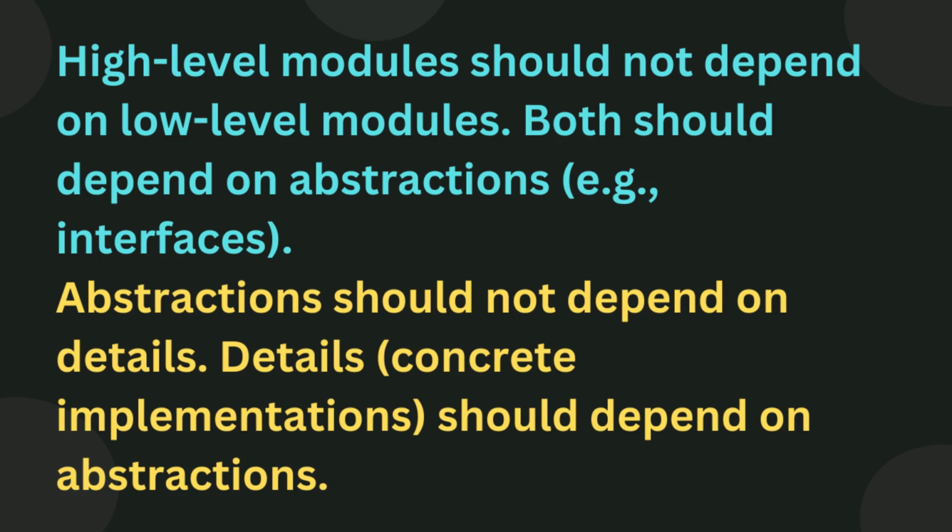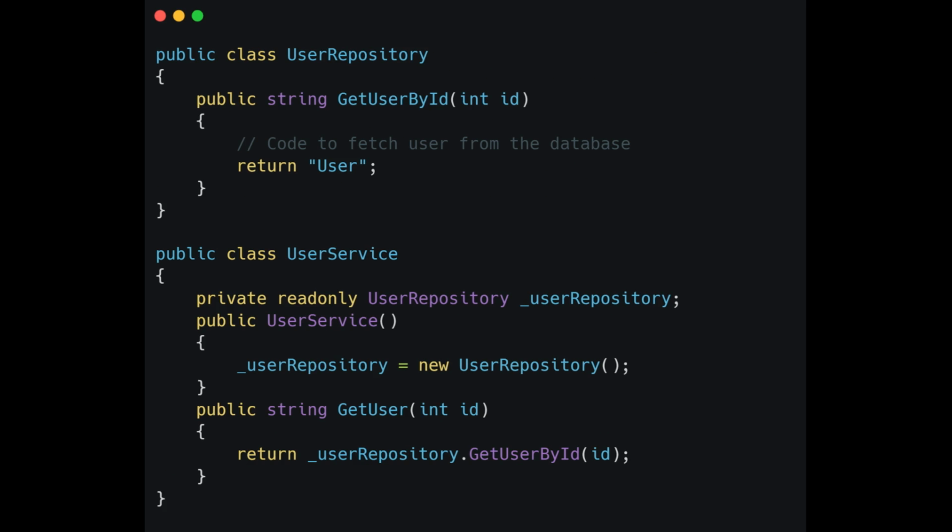The dependency inversion principle states that high-level modules should not depend on the low-level modules. Both should depend on abstractions. Abstractions should not depend on details. Details should depend on abstractions. Let's take a look at this example.